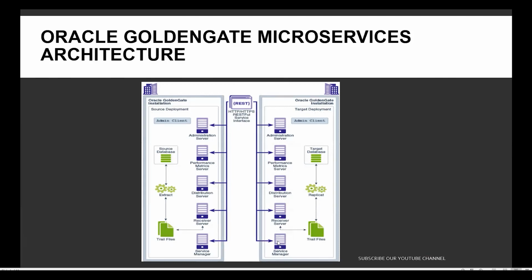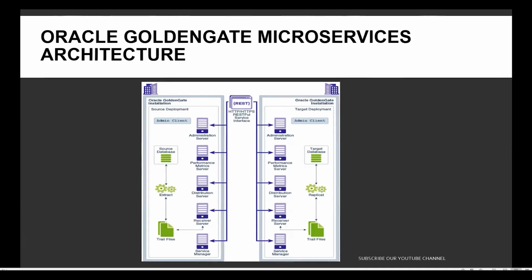If you look at this diagram, we again have the service manager, receiver server, distribution server, performance metric server, and administration server. On the target setup, we will find the local trail, which is the data coming from the source side. This is written into the trail file here, which for this setup is a remote trail, but it is local to the system. From here the replicat process performs the data changes on the target setup. The main theory behind GoldenGate replication remains the same as in the classic architecture.